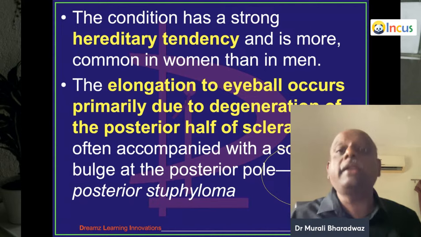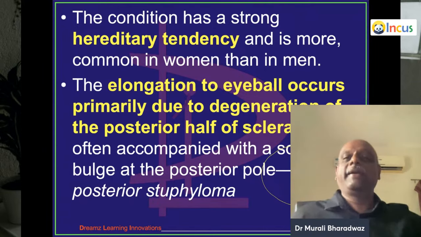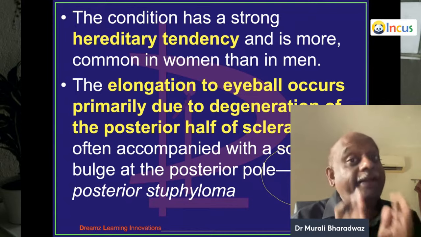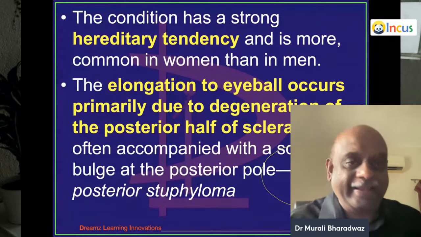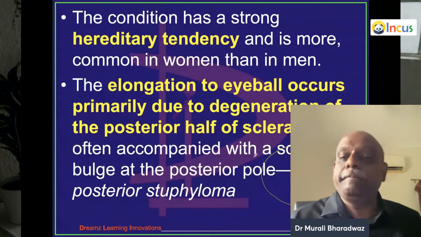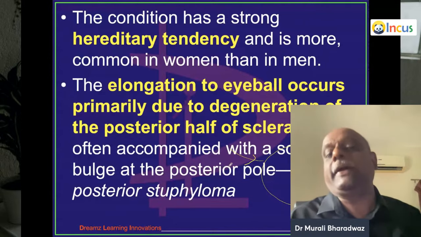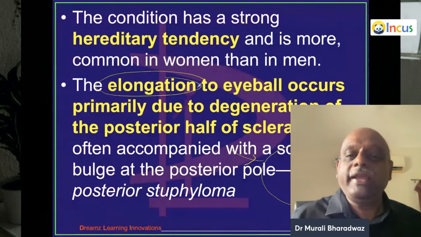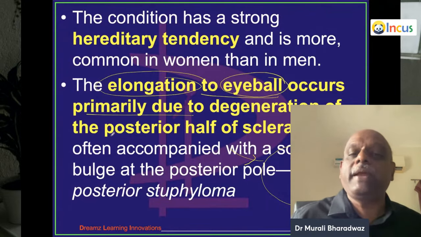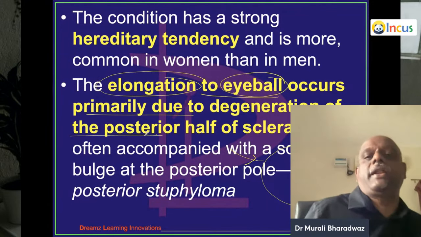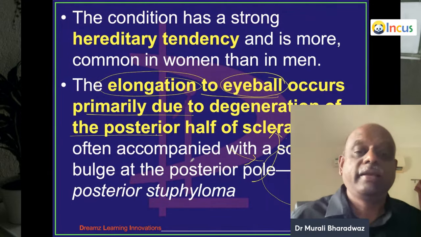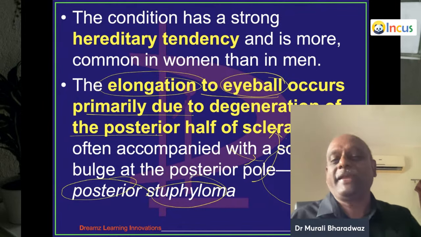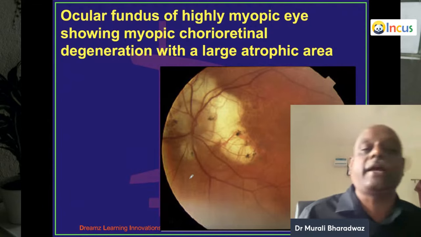And bigger the eye, greater the myopia. Smaller the eye, greater the hypermetropia. Don't forget that. And bigger the eye is greater the myopia. So where is it becoming bigger? All the elongation of the eyeball occurs mainly because of the degeneration of the posterior half of the sclera. And that leads to posterior staphyloma in the patients who are having pathological myopia.